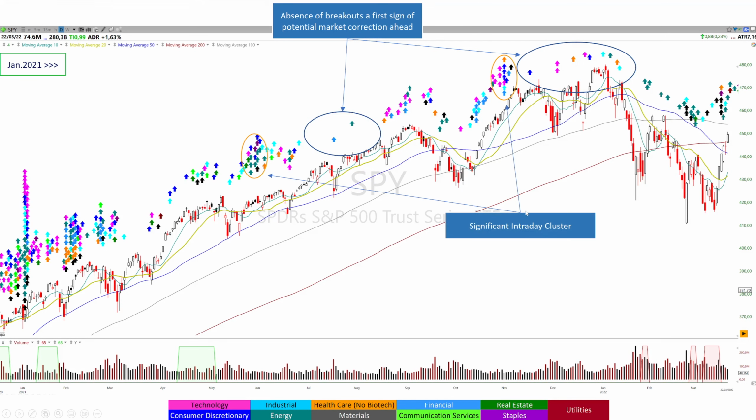Another point I highlighted based on 2021 data was the significant intraday clusters. We see that within the same sector, but also a couple of sectors in breakout momentum and a cluster here, the same situation. As a learning point, while we see breakouts happening in one or two of the stocks, it's a good idea to look at other stocks in the same industry or sector to see if there is good momentum built up in those stocks as well, or if there is already a setup building up in those stocks.